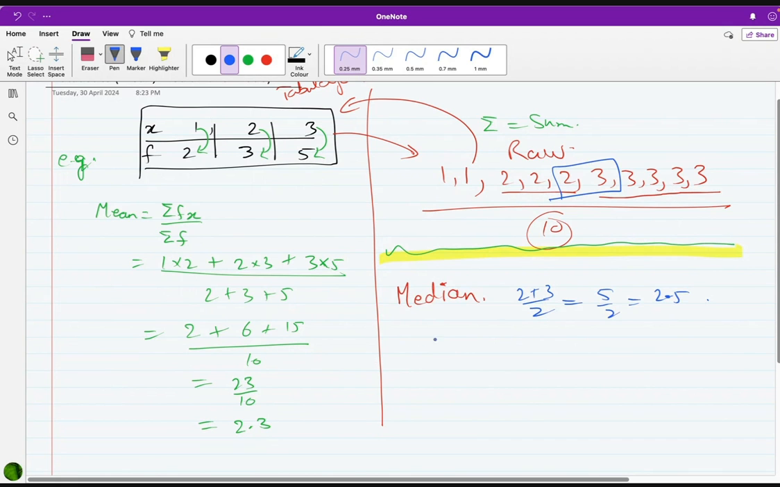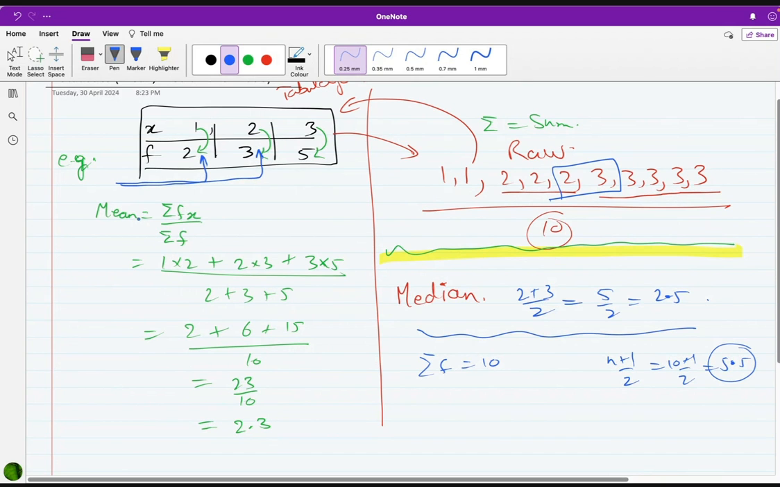But in this case, let me complete it. We know frequency, sum of frequency is 10. That means even. So n plus 1 by 2, that is 10 plus 1 by 2 gives me 5.5. I need to know which term is 5.5. So when I start counting here, how many terms are done? 2. And then when I proceed, how many terms are done? 5. Looking at this 5.5, I should know I need the fifth term plus the sixth term. So if 5 are complete, I'm sure that opposite to that 2 is the term. And for 6, I'm bound to go forward, and the sixth number would be 3.